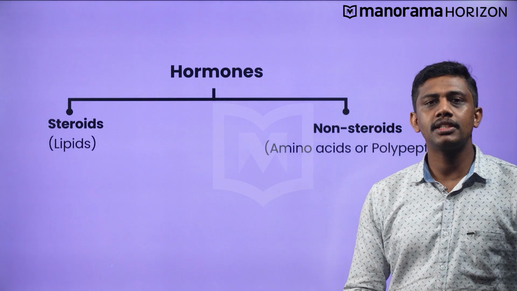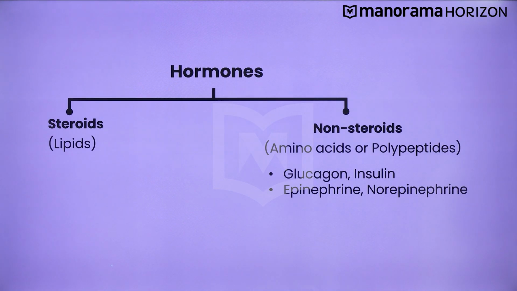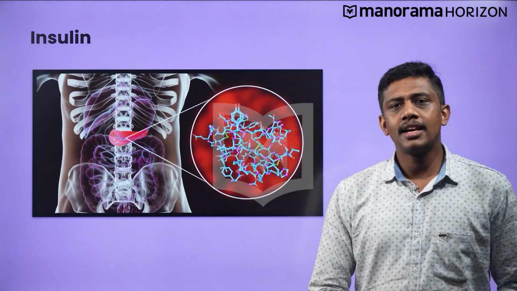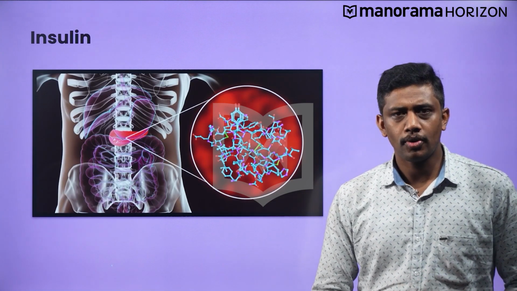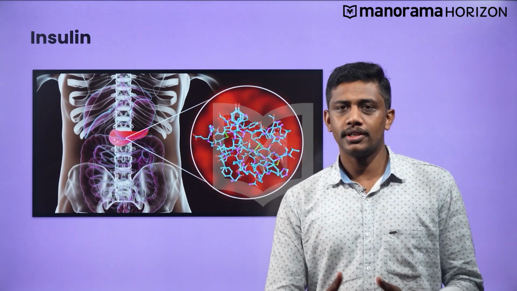We may start our discussion with non-steroid hormones. In this context, we will see a few examples of non-steroid hormones such as glucagon, insulin, epinephrine, norepinephrine, and thyroxine. We will start our discussion with non-steroidal hormones. The first example that I would like to discuss is insulin.